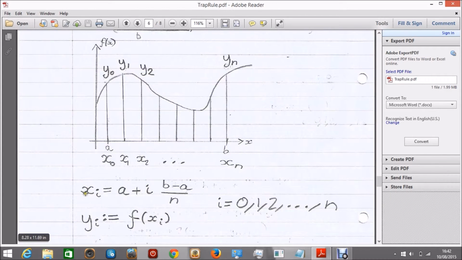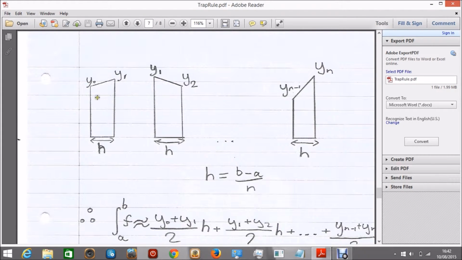Now here, notice you have xi, which is a plus i lots of (b minus a) over n. So those are your ordinates, and then the y's are just the function evaluated at those ordinates, as you see on the diagram. And then that gives you these trapeziums.